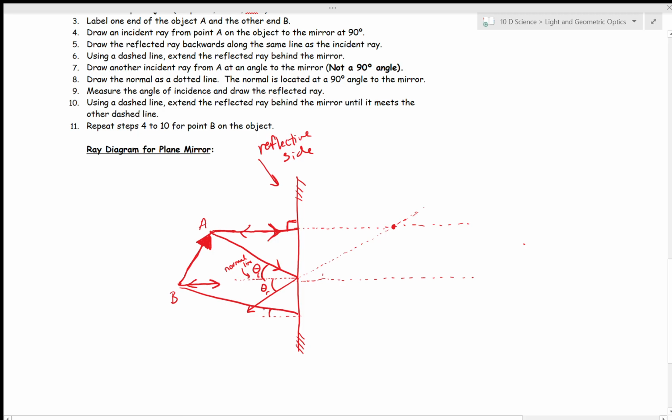We have a theta I here, and that means that it's going to bounce off at some angle that we know of roughly the same, exactly the same if you're using a protractor, that angle, and then this is able to extend backwards into the mirror. You want to do a solid line, you want to do a dashed line here. And where that crosses, that represents point B in the diagram.